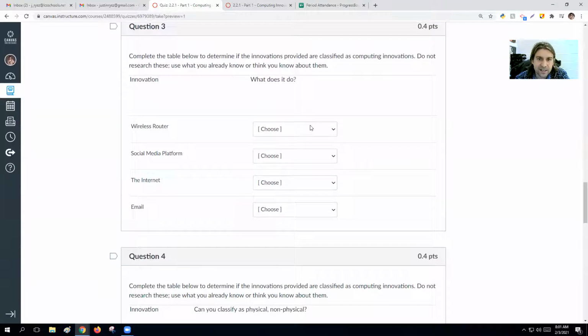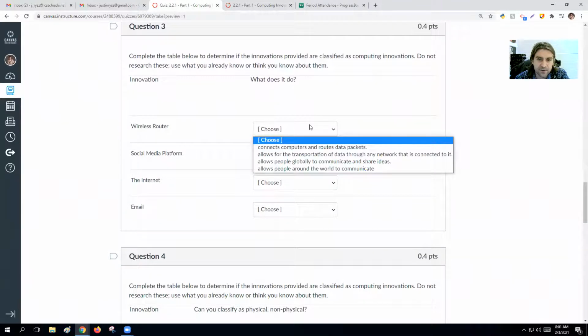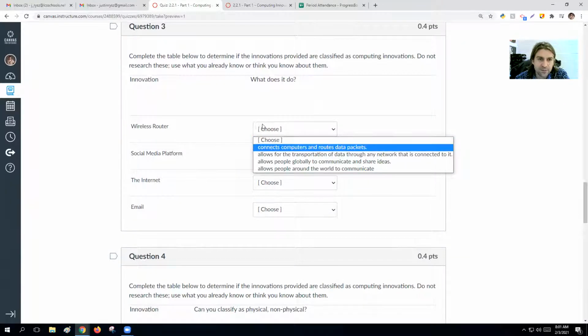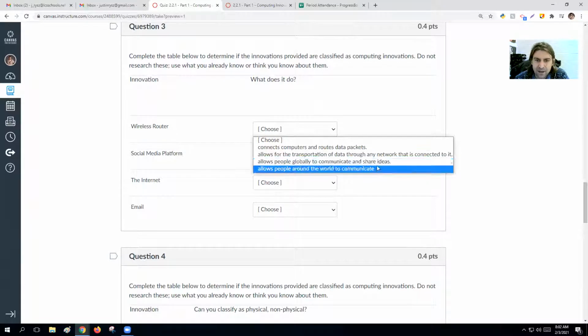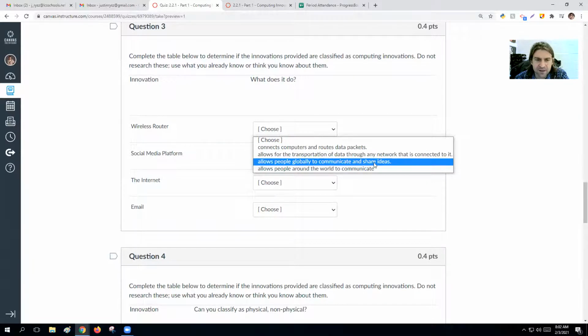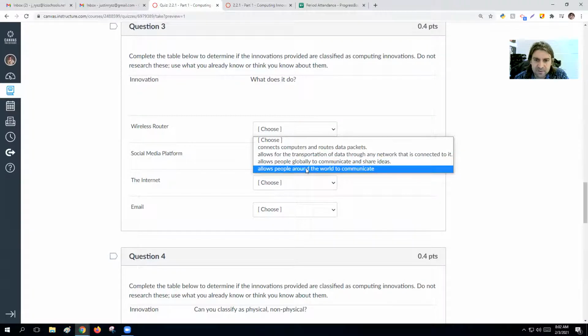All right, what does it do? Okay, so we're going to try to make the connection here for the wireless router. Does the wireless router connect computers and route data packages? That kind of makes sense. Allows for transportation of data through any network that it is connected to. Kind of, right? Well, maybe. Allows people globally to communicate. Okay, the wireless router theoretically does, but it really just gets you to the internet, and that's what does that. Allows people around the world to communicate.